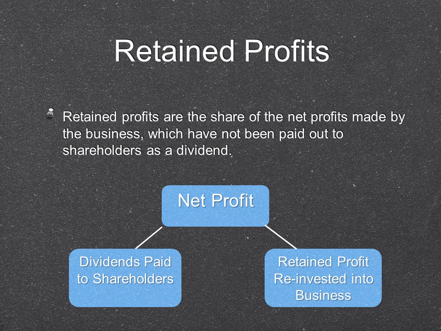Retained profits are the share of the net profits. So that's the profit that the company makes after expenses, after taxes, and which have not been paid out to shareholders as a dividend. So it's the money that is kept in the business and is retained by the business.